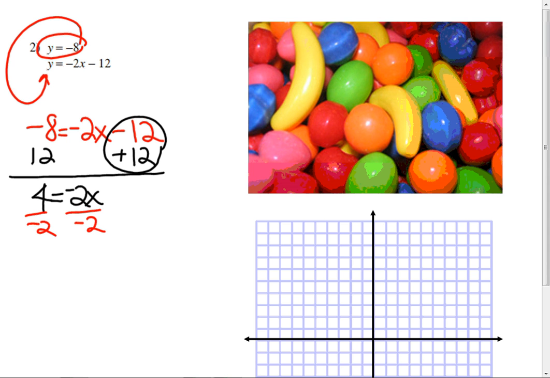So it's very similar to what you've done. So x equals negative 2. What's the y value? They gave it to me, negative 8.